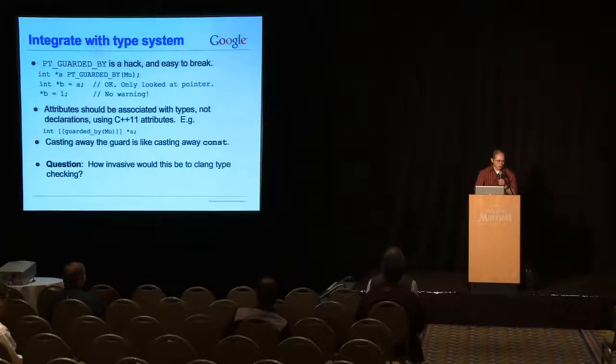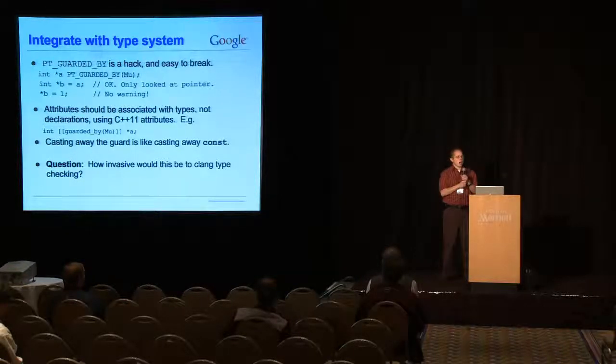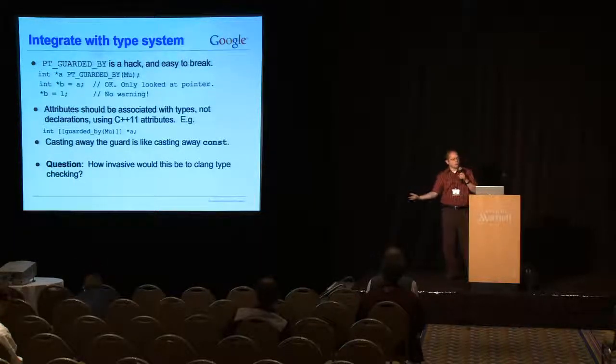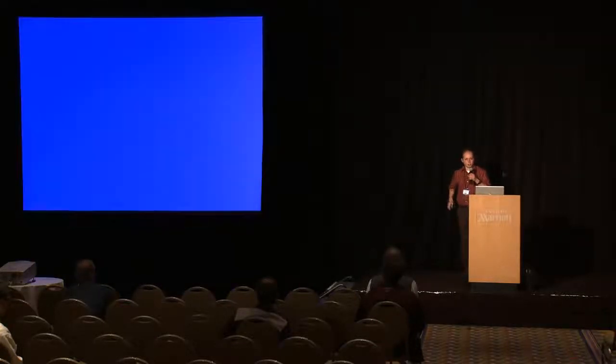So the question is, how invasive would this be to the Clang type system? This is not restricted to thread safety analysis because some other people might be wanting to add random attributes to types, and it would be nice to maybe do a uniform modification of the Clang type system that would let you detect when you're casting from a type with one attribute to a type with a different attribute, and then hook into whatever the actual check should be for that.